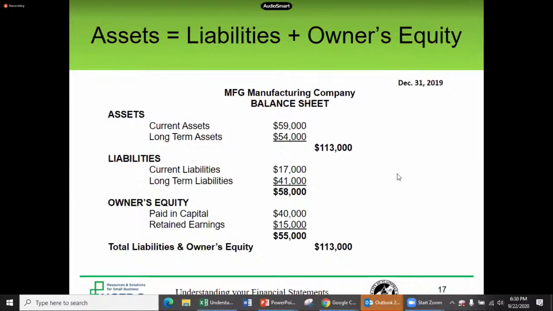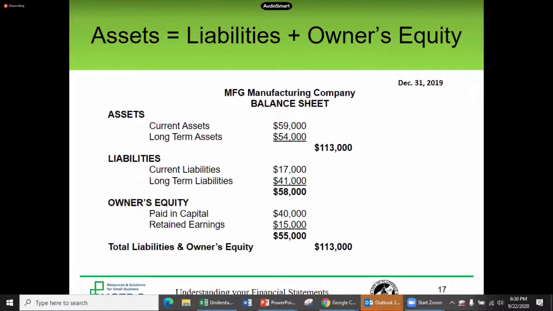So here's the full picture, right, where we've got the assets minus the liabilities equals the owner's equity. Another way of looking at that is that the liabilities and owner's equity equals assets. The flip side of the same coin there.